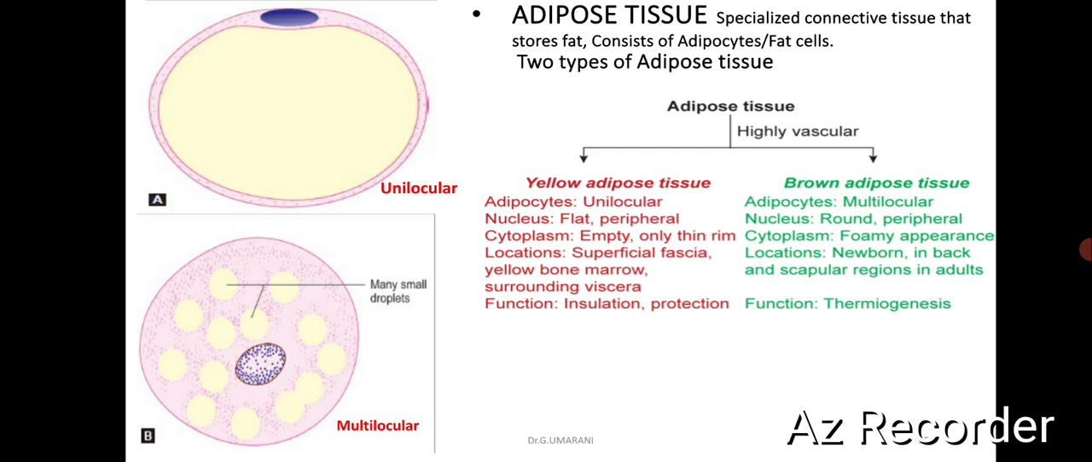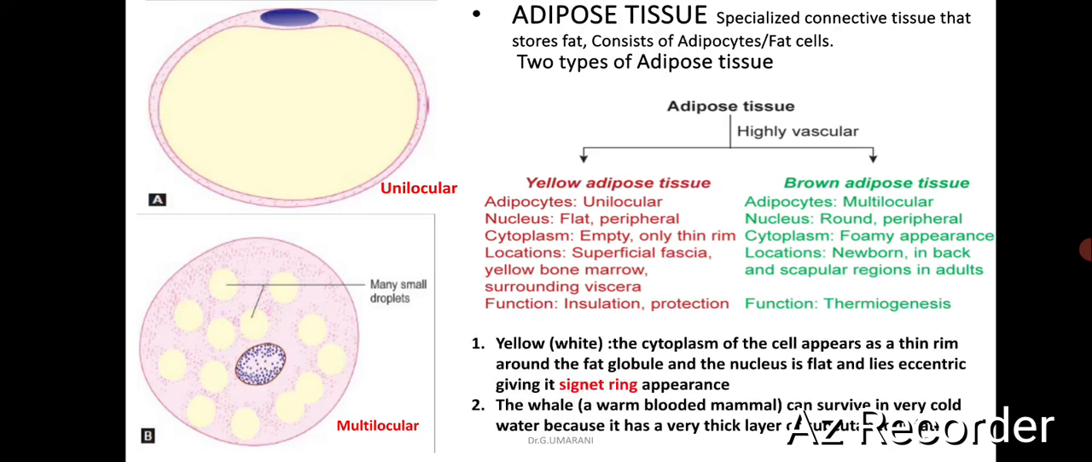The second image shows brown adipose tissue. There you can see that adipocytes are multilocular, the nucleus is round and peripheral, and the cytoplasm has a foamy appearance. It is located in the newborn, in the back, scapular region, and in adults. It helps in thermogenesis.